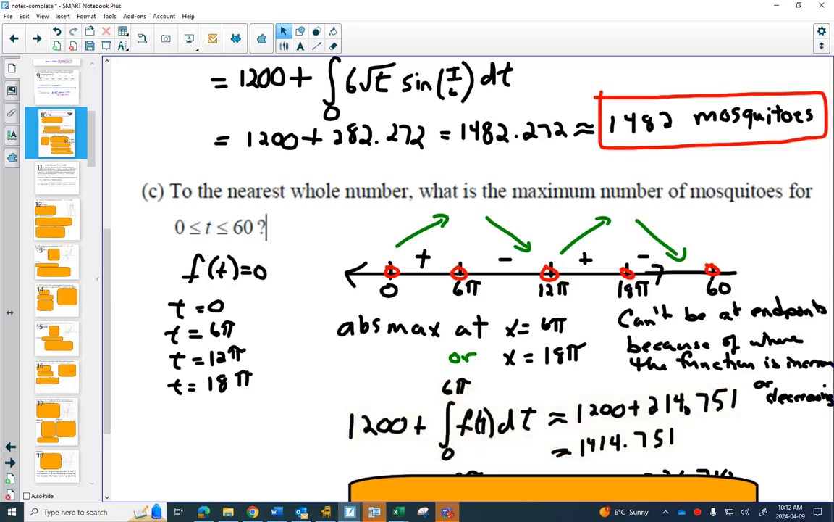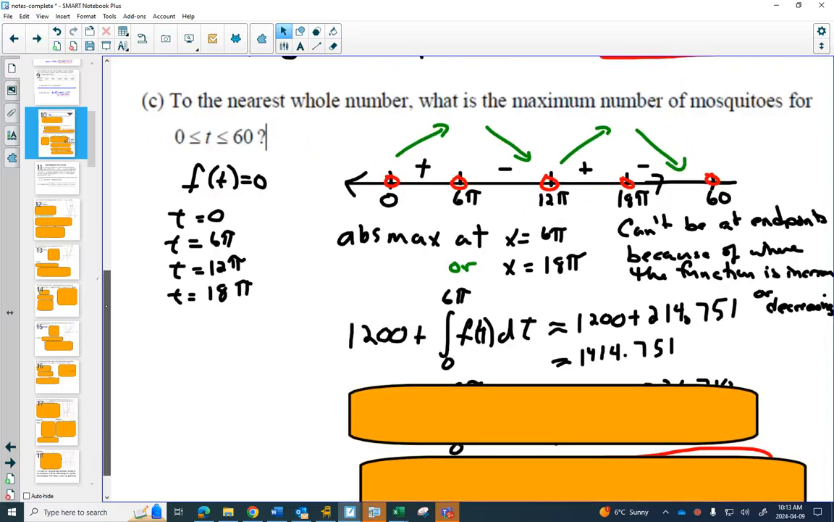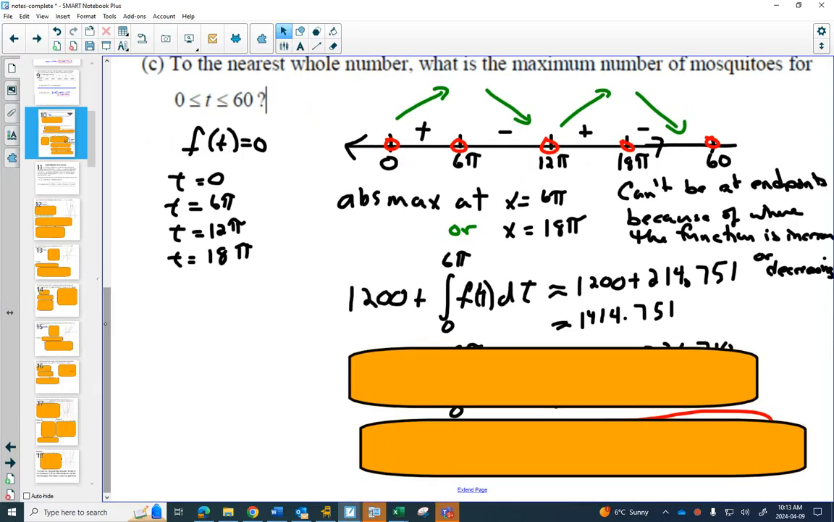Some teachers say, just find them all. But this is kind of a waste of time. So now we can check 1200 plus the accumulation of change from 0 to 6 pi, and we find a local maximum at about 1,415 mosquitoes.